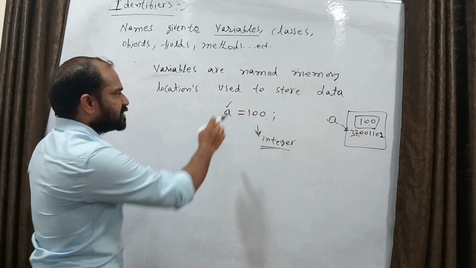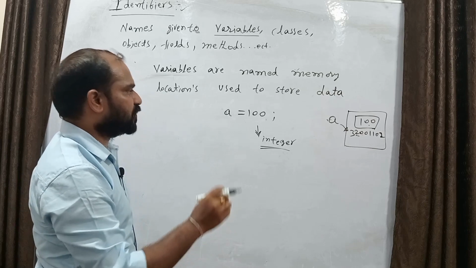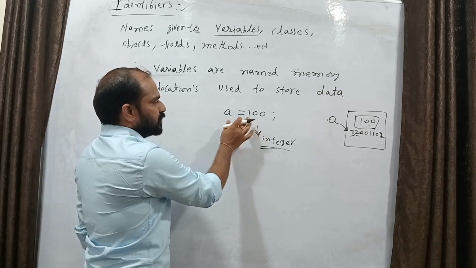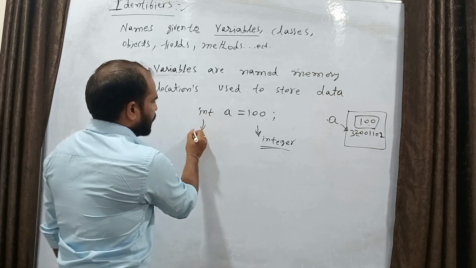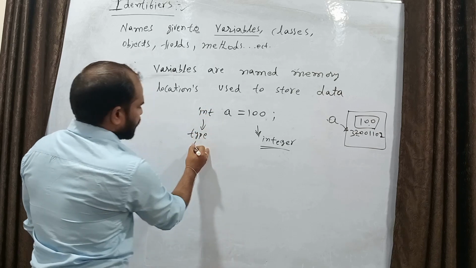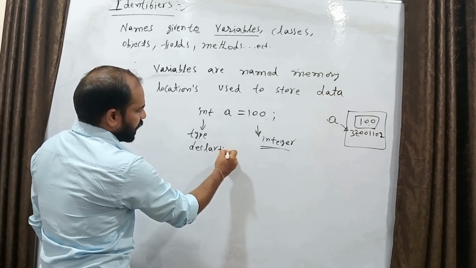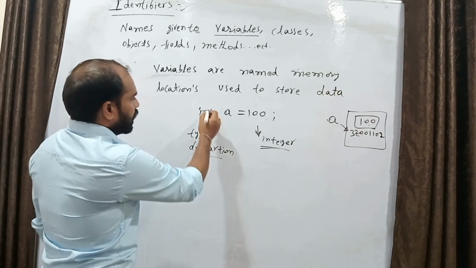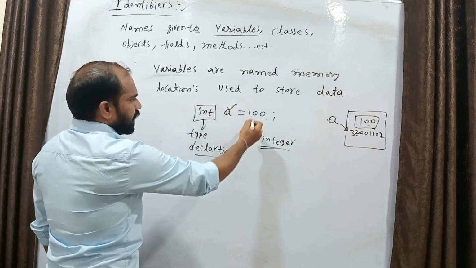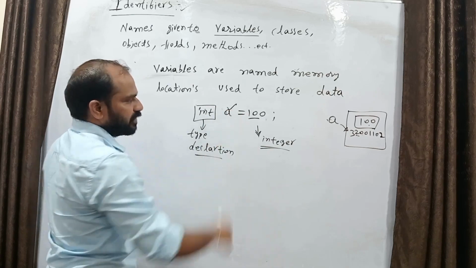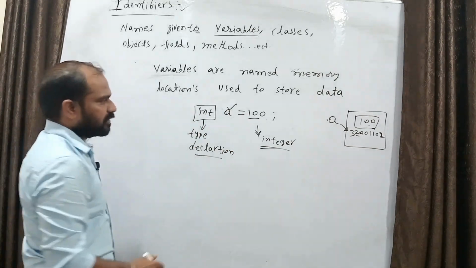A. But C# is statically typed, so compulsorily you need to specify the type of the data which you are going to store in the variable first, which is called type declaration. Type declaration is needed. It tells the compiler that in the variable A, integer data is going to be stored. So in this way we can store data in variables.